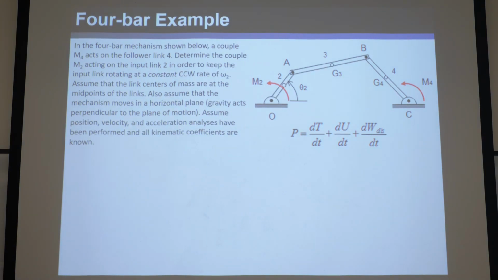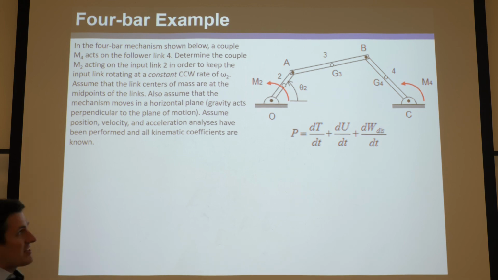Let's just read this. So again, we have our favorite 4-bar, and say in the 4-bar mechanism shown below, or actually to the right, maybe would have been a better way to write it, a couple M4 acts on the follower link 4. Determine the couple M2 acting on the input link 2 in order to keep the input link rotating at a constant counterclockwise, that CCW, rate of omega 2.